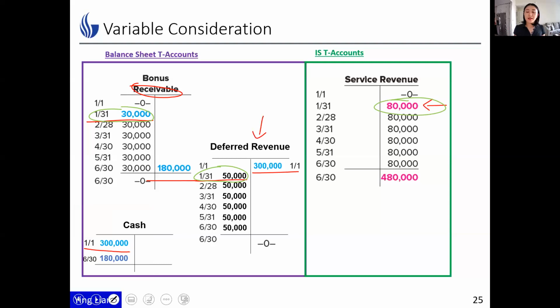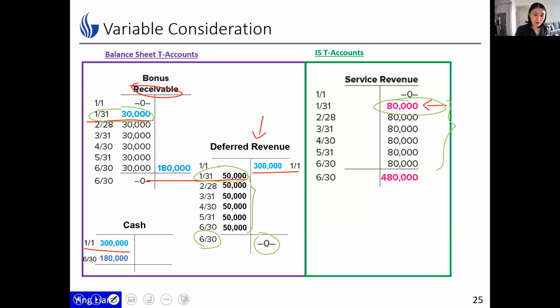That is going to be the journal entry, and I'm doing it for every month. By the end of the 6 months, 6/30, June 30th, my deferred revenue account will come down to zero because I've used the total of $300,000, and my service revenue sums up to $480,000.